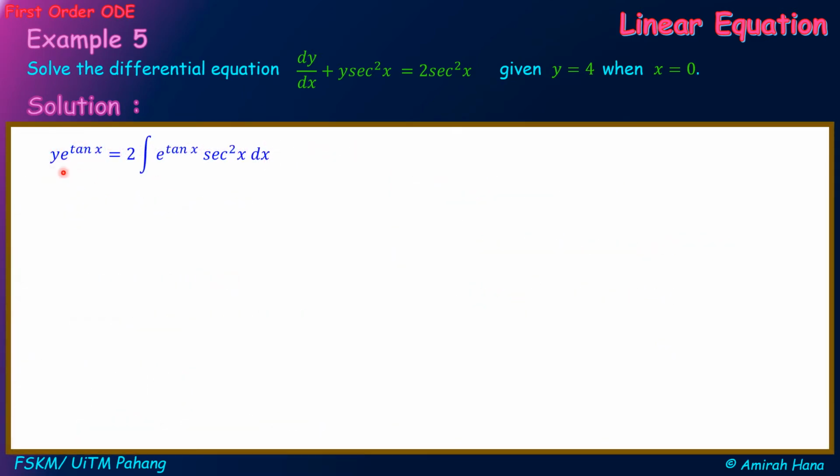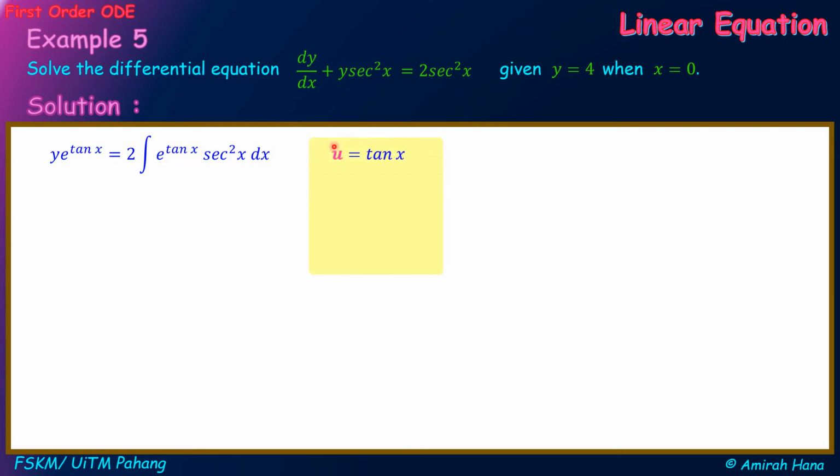From the previous slide, we get y e to the power of tan x equals 2 times the integration of e to the power of tan x sec²x dx. We do not need to integrate the left hand side because there is no integration sign. But we need to integrate e to the power of tan x sec²x dx because we have an integration sign here. To integrate this function, we can use u substitution.